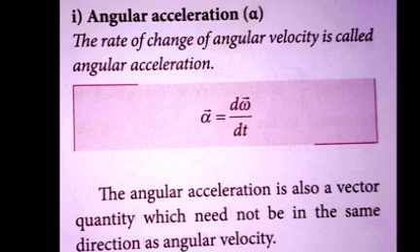So alpha is equal to d omega divided by dt. Here omega is the angular velocity, and d by dt is the change in angular velocity with respect to time. The unit of angular acceleration is radian per second square. For normal linear acceleration, we use meter per second square, but here we are using radian per second square.